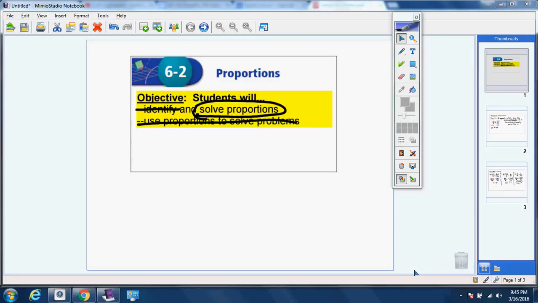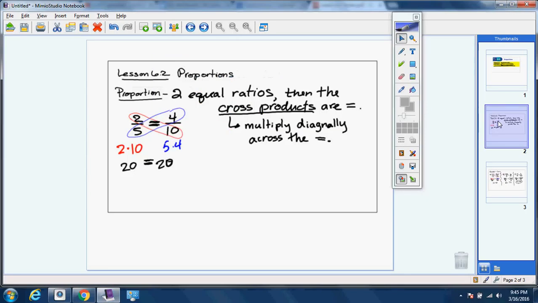In today's lesson, we learned about proportions. Your objective would be that you would be able to solve proportions. So as you can see in the first screen, that's simply our objective from 6.2. In our second screen, we are showing you how to make sure that a proportion is a proportion.